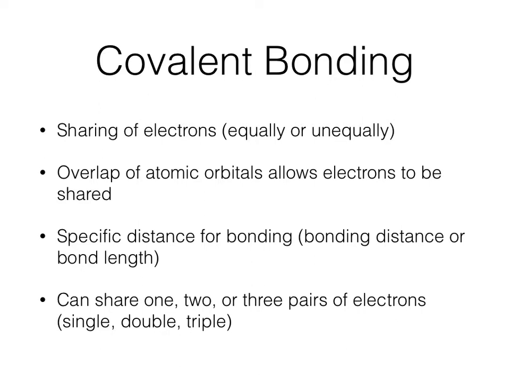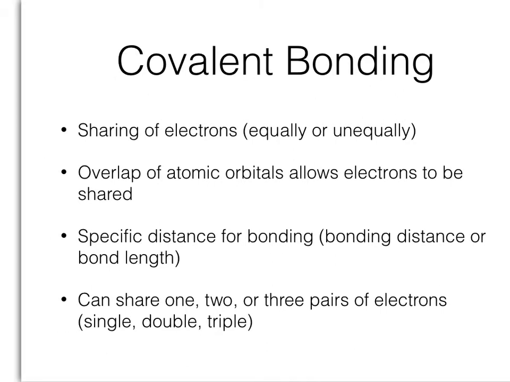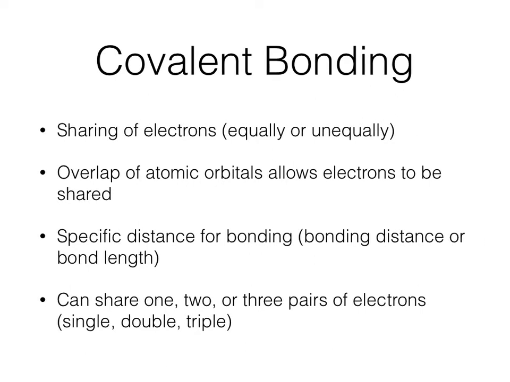Now, there is a specific distance at which bonding occurs. We call that the bond distance or the bond length. And the sharing can actually happen with multiple pairs of electrons. So these are all pairs that we share. If you share one pair, that's a single, two pairs, double, three pairs, triple. Okay? So 1 is a single, 2 is a double, 3 is a triple.